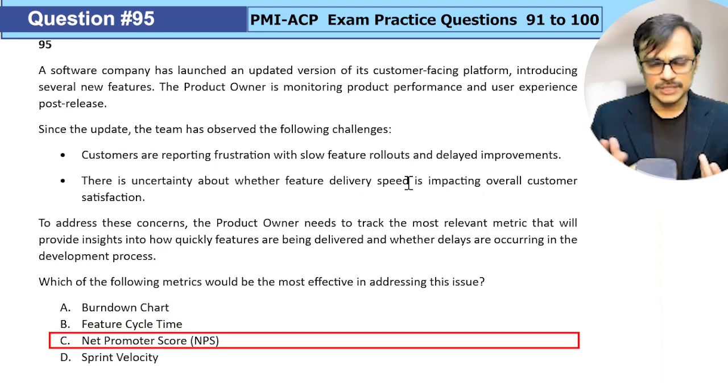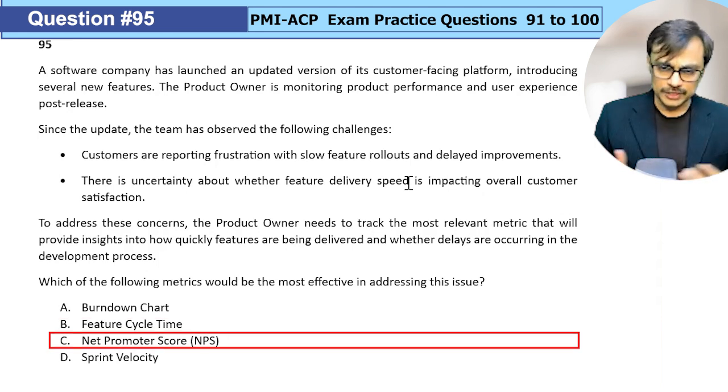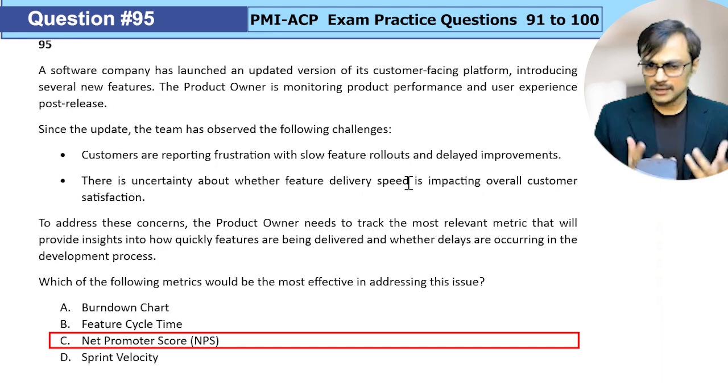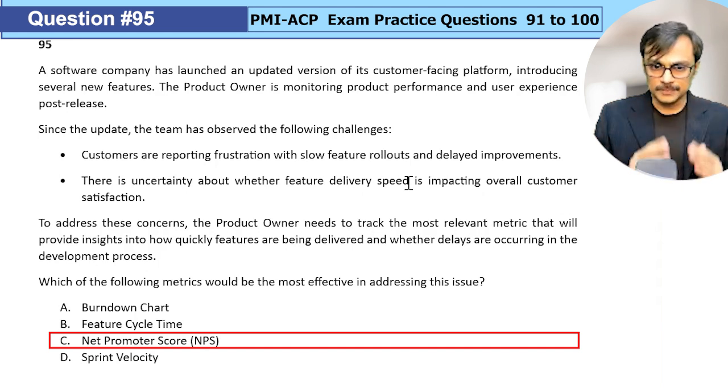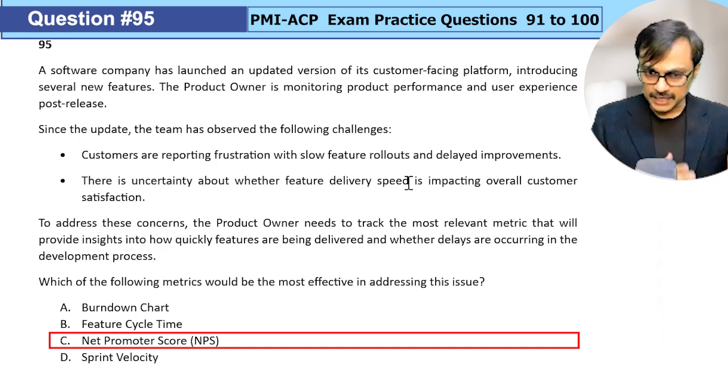Net promoter score is more about a survey based thing, which is talking about how likely our customers are going to recommend us somewhere else. Not much directly connected to the feature speed. It is definitely connected to user satisfaction, but not tracking the metrics that will help us in identifying how quickly the features are being delivered. So that is not relevant.